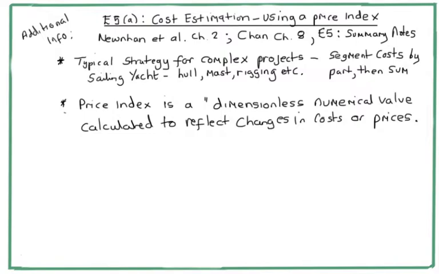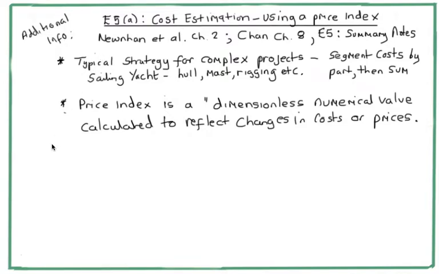So starting out, a typical strategy for complex projects would be to segment costs by part and then sum. As an example, if you were building yourself a little sailing yacht, you might separate the cost of the hull, the mast, maybe the captain's cabin and the rigging, etc. And if you deal with the costs separately, you can then sum them up. And so the purpose of this video is to show you how to use a price index to estimate costs for a project that you've done in the past.